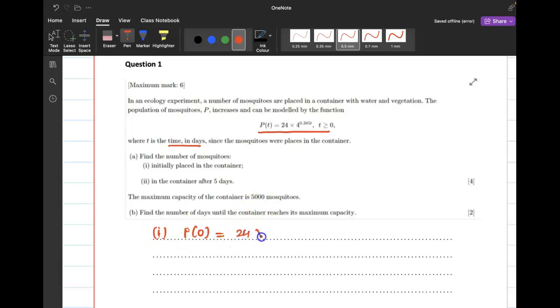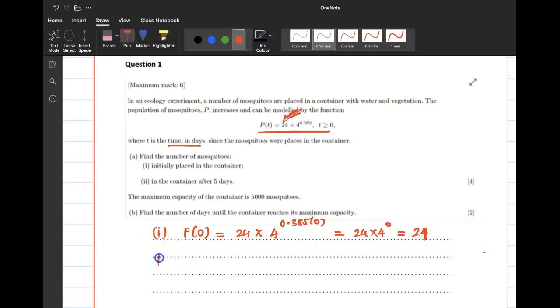So 24 × 4^(0.385 × 0). Basically that will be 24 × 4^0. You can put it in a calculator, you will be left with 24. So whenever we have exponential modeling, this number is the initial population. 24 is the initial population.